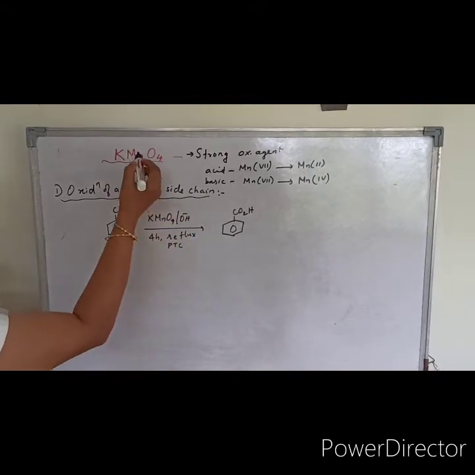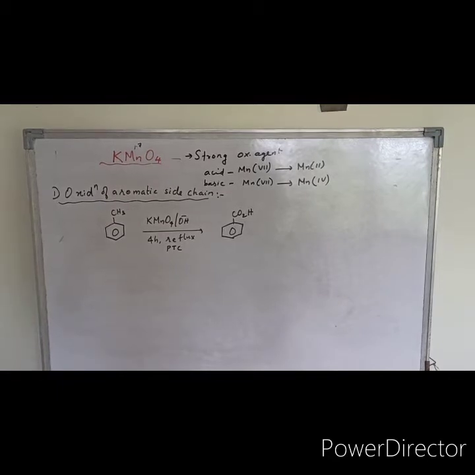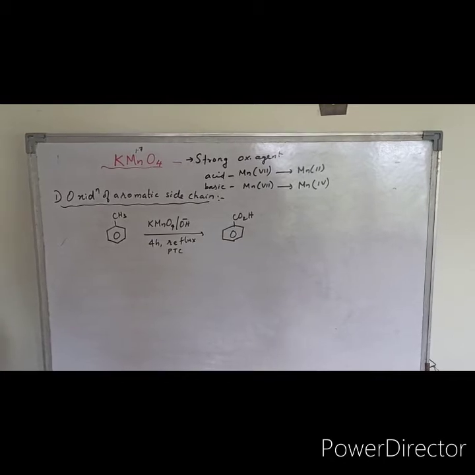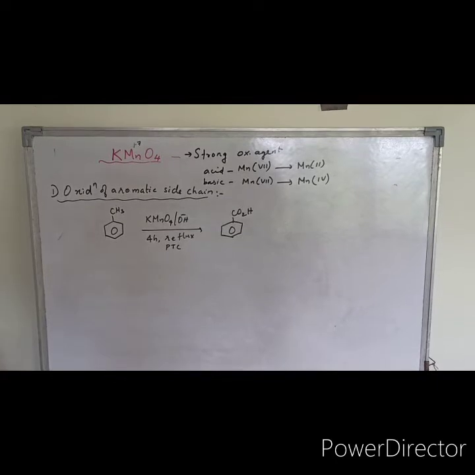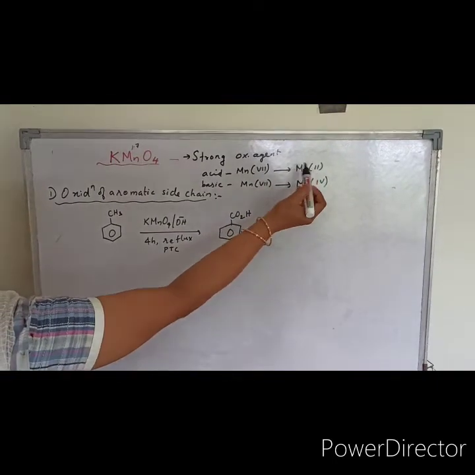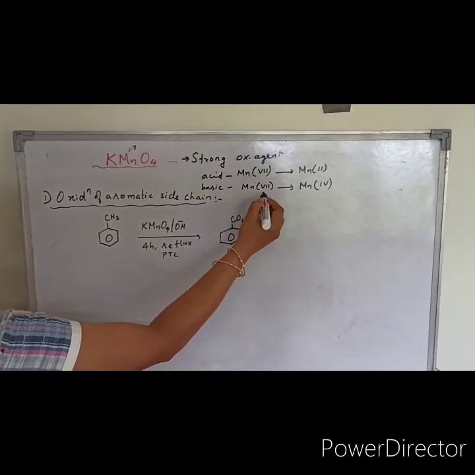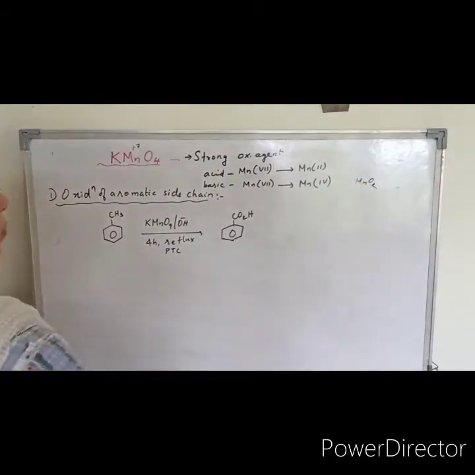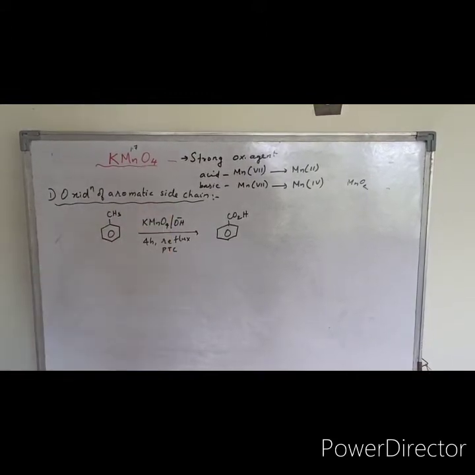In KMnO4, the manganese is in the +7 oxidation state. The reactivity of KMnO4 mainly depends upon the condition in which it is employed, that is acidic, neutral, or basic conditions. In acidic condition, Mn+7 will be converted into Mn+2. In basic and neutral conditions, +7 is reduced to Mn+4, in the form of MnO2. So first we will see the oxidation of aromatic side chains.